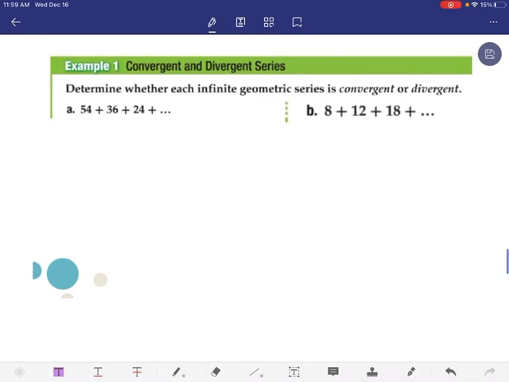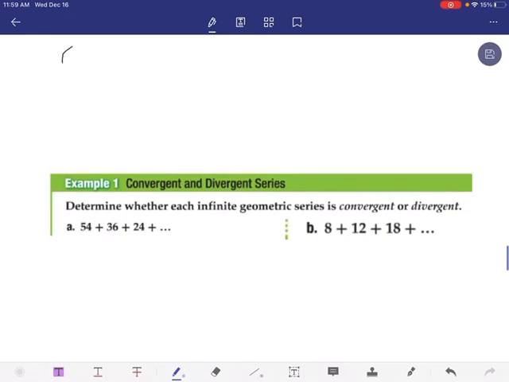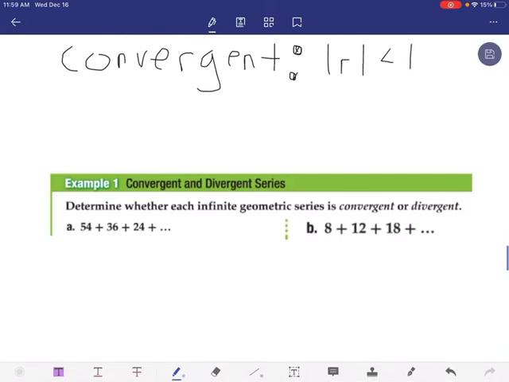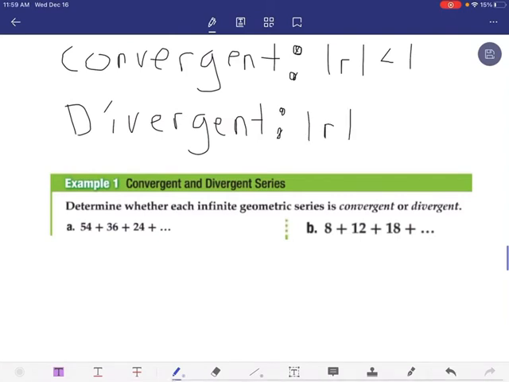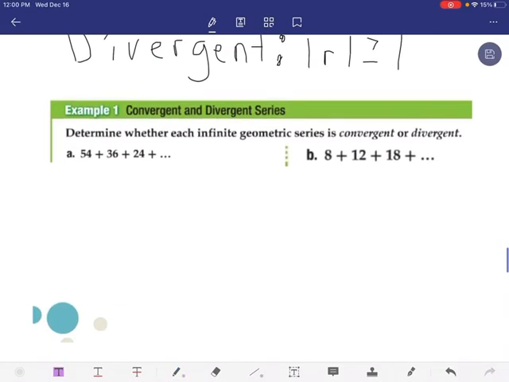So it says to determine whether each infinite geometric series is convergent or divergent. Now, the biggest thing for us that we need to know is an infinite series is going to be convergent if the absolute value of r is less than 1. It's going to be divergent if the absolute value of r is greater than or equal to 1.